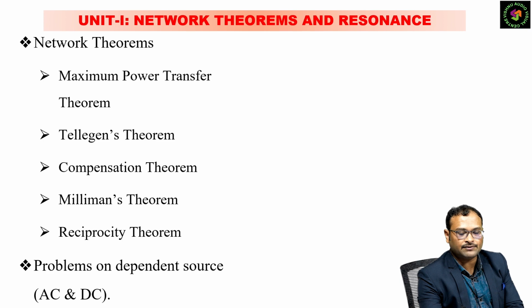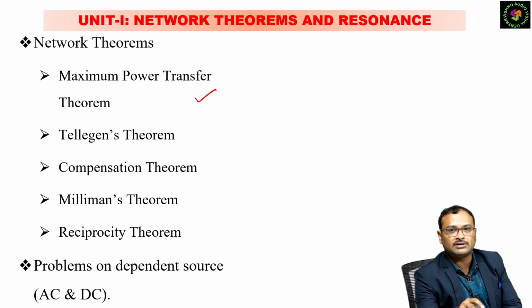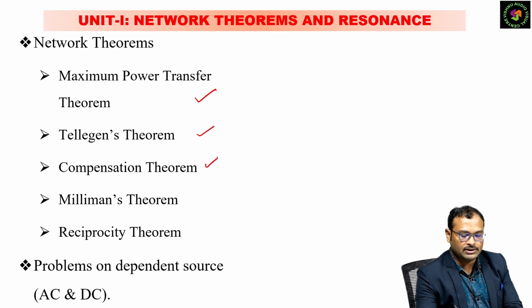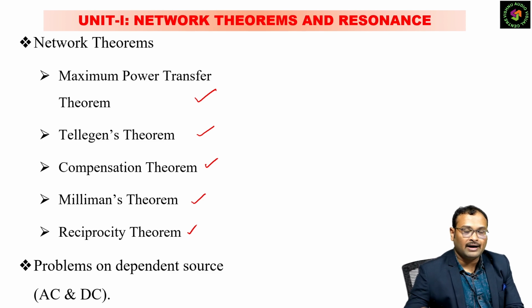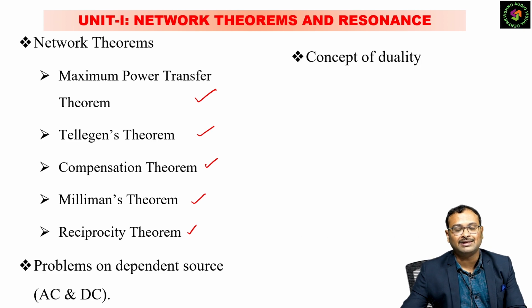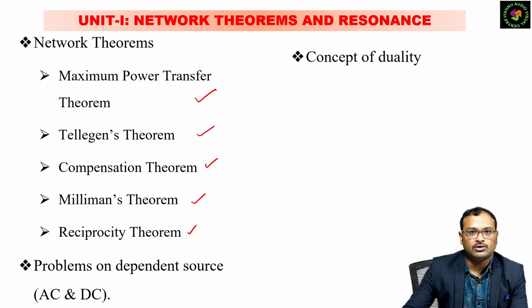The maximum power transfer theorem is an application of Thevenin's theorem. So we will use Thevenin's theorem, the substitution theorem, compensation theorem, Millman's theorem and reciprocity theorem separately in the circuit, to reduce the circuit in an easy way. And in this chapter we are also going to see duality. For circuits which have dual properties, we are going to see the concept of duality and dual networks, and then we'll follow with resonance.